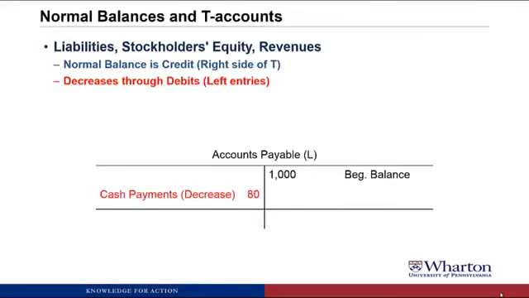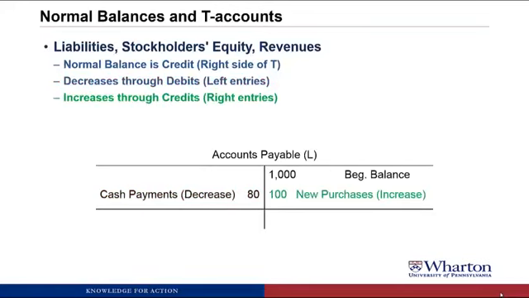During the year, we pay $80 to our suppliers. That reduces the liability, reduces the obligation. We reduce a liability with a debit. So a debit entry reduces a credit balance account. Also during the year, we go out and purchase new inventory. We purchase it on account, so we owe our suppliers $100. That's going to increase the liability accounts payable. We increase the liability with a credit entry; a credit increases a credit balance account.